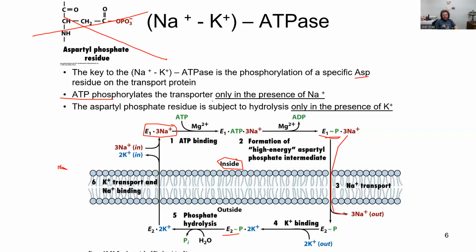Those potassium ions, when they're deposited inside the cell, well, then there they are. That is going to release E2, and now we have E1, which is going to be able to have the sodium ions in that solution bind up and associate with that E1 protein.